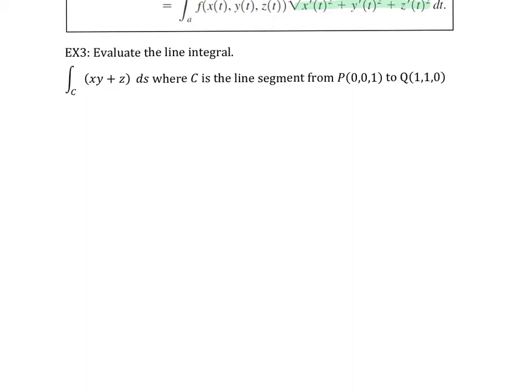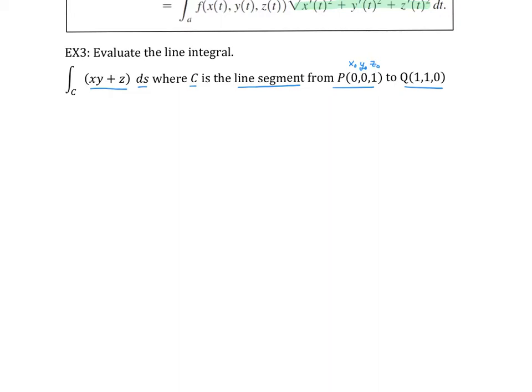Notice that my integrand is xy plus z, this scalar function. It's in terms of arc length, but I'm not given my curve. I have to define my curve. It's a line segment from one point to another. So since I'm starting at the point 0, 0, 1, that would be my x sub 0, y sub 0, z sub 0.